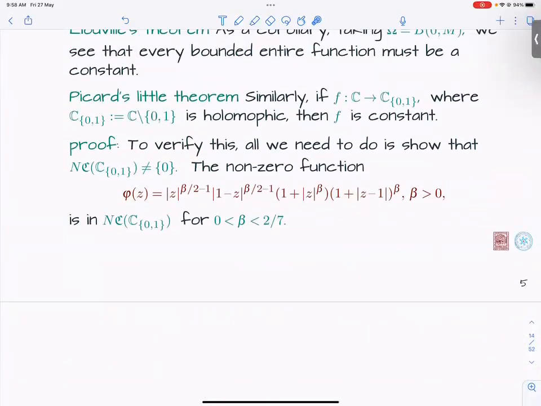Now that's not difficult to prove again. To verify this, all you need to do is to show that this object, which is my domain omega now, admits a metric such that its curvature is bounded above by a negative constant. That's all that you have to do. Now you can take the non-zero function, absolute z to the beta over 2 minus 1, 1 minus z to the beta over 2 minus 1, 1 plus whatever this expression that I have written down here. There are many such. This is not the only possibility.